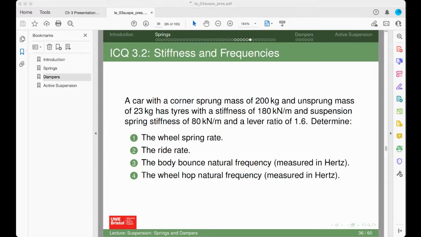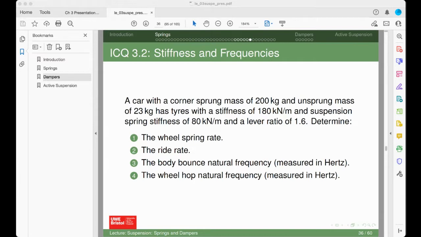Right. Okay, so let's have a go at this problem. A car with a quarter sprung mass of 200 kilograms and an unsprung mass of 23 kilograms has tyres with a stiffness of 180 kilonewtons per meter and a suspension spring stiffness of 80 kilonewtons per meter and a lever ratio of 1.6. Determine the wheel spring rate, the ride rate, the body bounce natural frequency, and the wheel hop natural frequency measured in hertz.